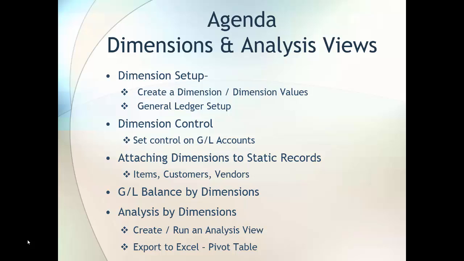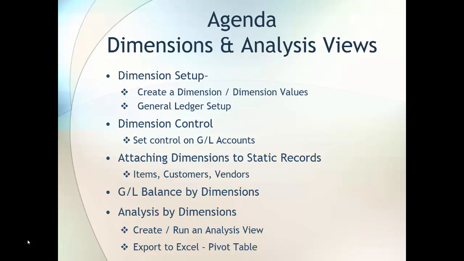Today we're going to be looking at dimensions and analysis views. We will have a look at how we set dimensions up and how we attach these things called dimension values to those dimensions, and how we tell Navision through the general ledger setup that we have dimensions in use. We will then look at how we can set the control on our GL accounts to make sure that the dimensions are always posted through with the records that are posted. And we will also look at where we can attach dimension values to our static records such as customers, vendors and items.